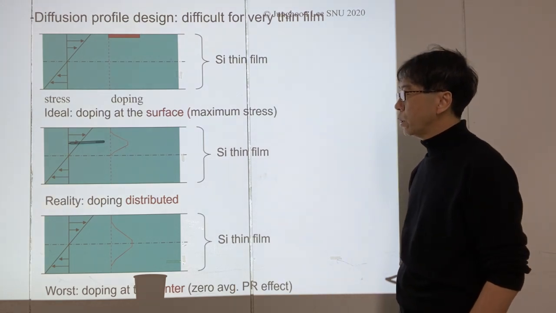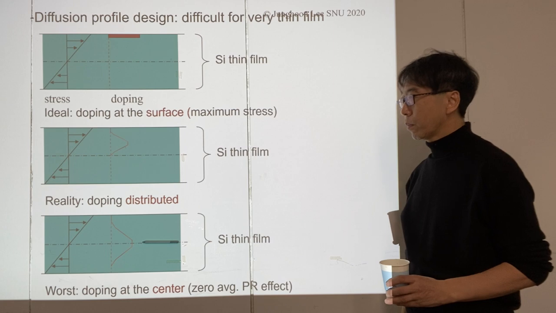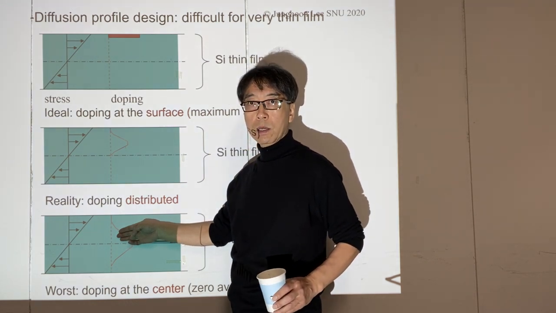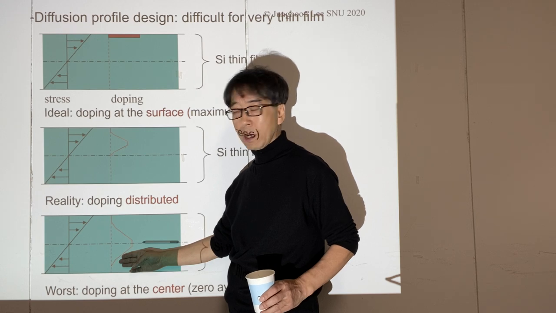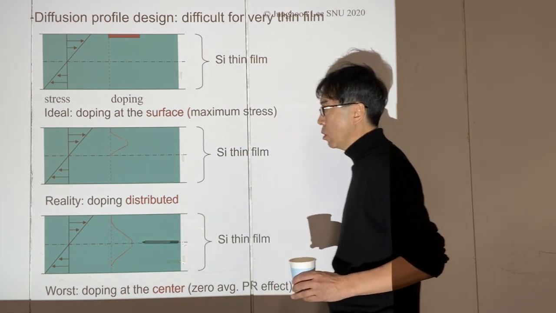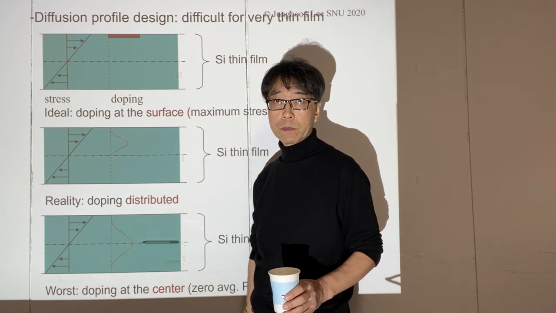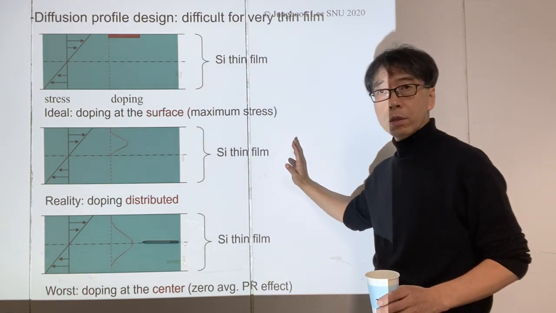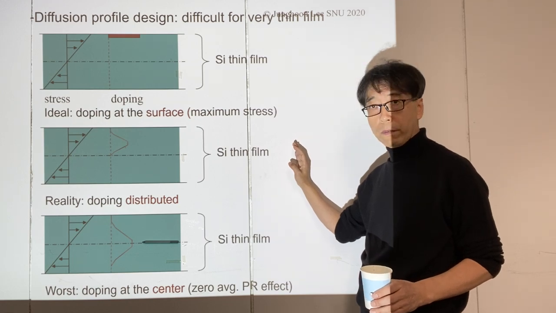However, if your doping is too deep and it became broadened like this, just happening to be along the center, what kind of signal are you going to have? There's the positive contribution by the piezoresistive fraction, and there's the negative contribution, opposite of this contribution. So positive contribution and negative contribution will cancel each other, and there's a big problem. You have zero signal basically. Theoretically, this is the worst case. So when you design the doping, you need to seriously consider this doping profile.